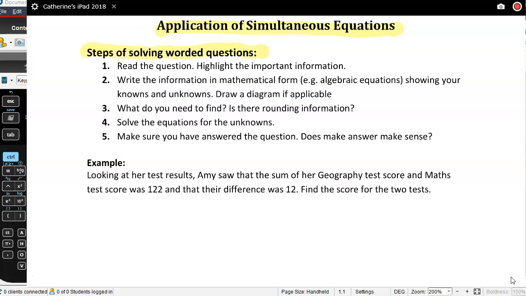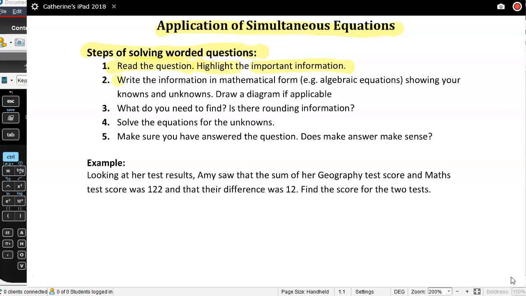So step 1, read the question. Highlight any important information. So this might be how many of something there are, how much something is, any pertinent information to what the question is.